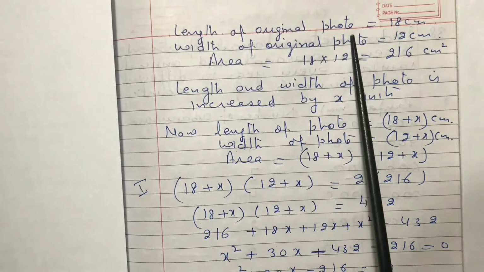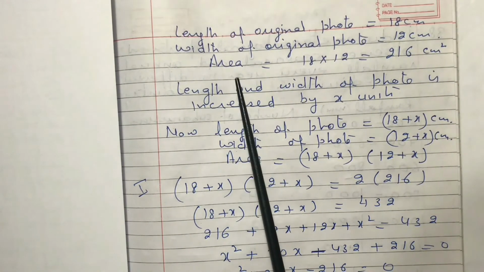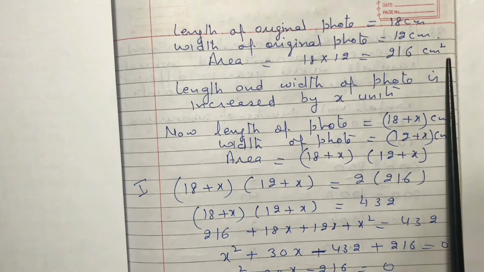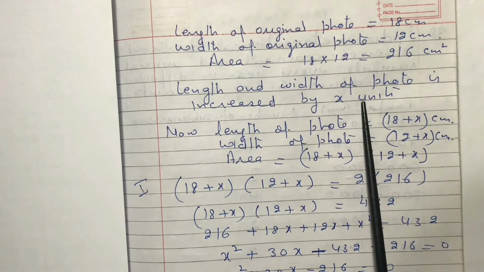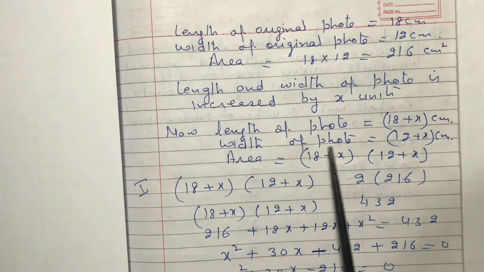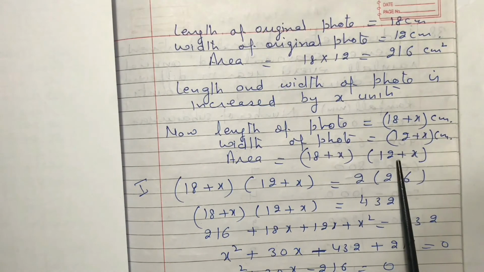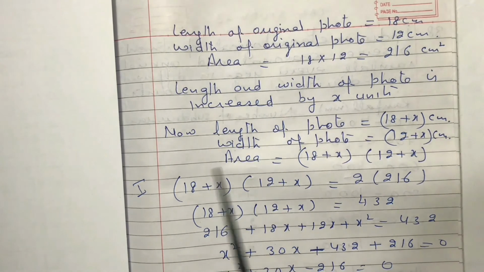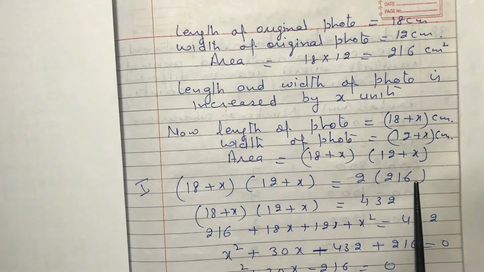Now the length of the original photo is 18 centimeter. The width of the original photo is 12 centimeter. So its area is 18 into 12, that is 216 centimeter square. The length and width of the photo is increased by x units. Now the new length of the photo is 18 plus x centimeter, the width is 12 plus x centimeter. Now the area is (18 + x)(12 + x). So this area is equal to 2 times the original area.